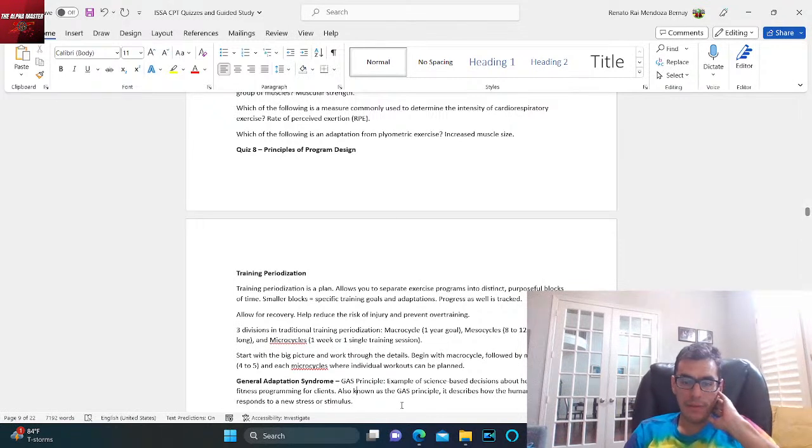The General Adaptation Syndrome is an example of science-based decisions about health and fitness programming for clients. Also known as the GAS principle, it describes how the human body responds to a new stress or stimulus.